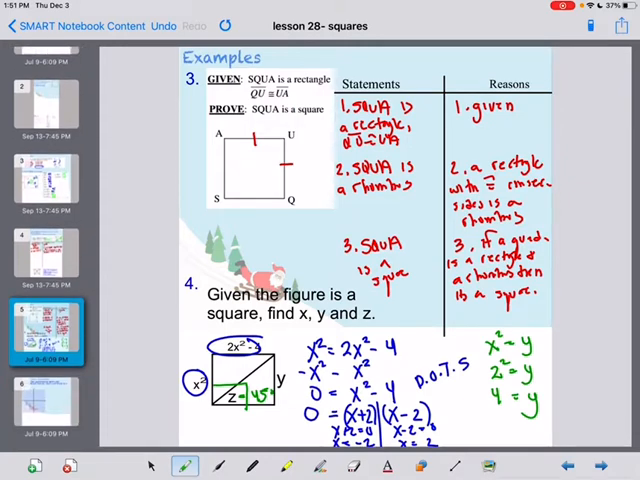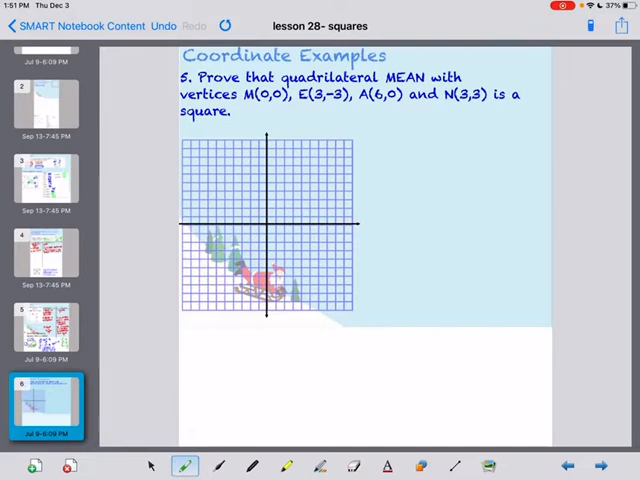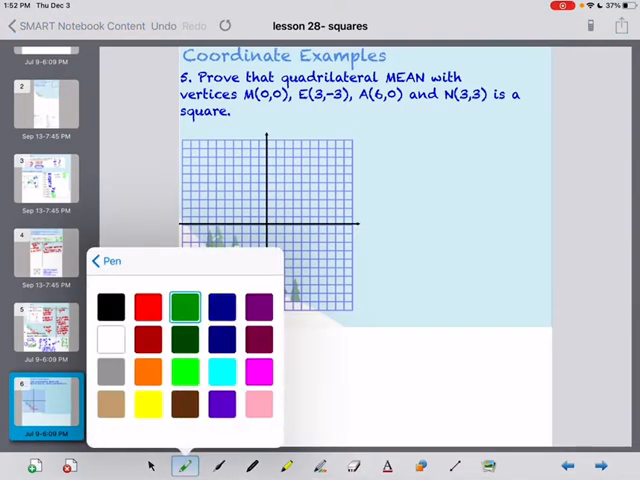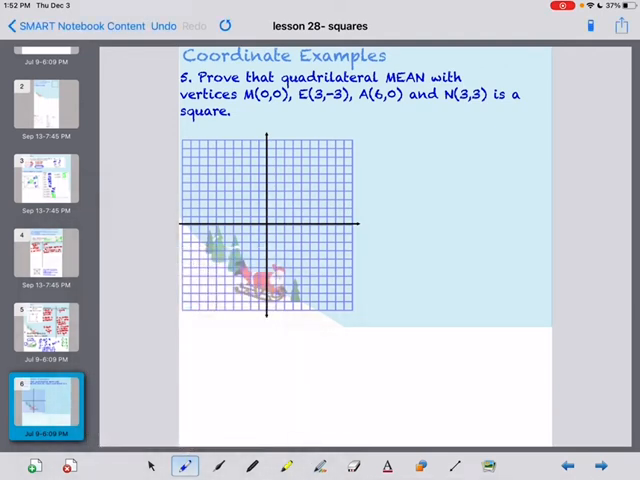The last thing we need to talk about is how to do a coordinate proof. Now, just to warn you, these are quite a bit of work, especially for a square, because remember, you have to show it's a parallelogram, a rectangle, and a rhombus. And there are many, many different ways to do this and lots of different formulas that you can use. I'll go through one method, but keep in mind that there's a lot of ways to go about this.